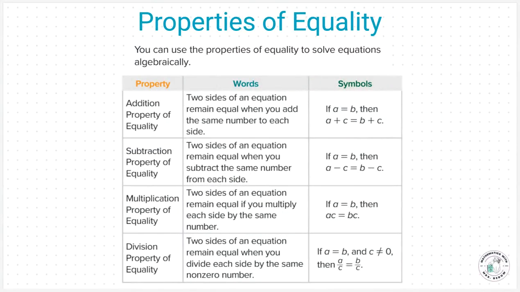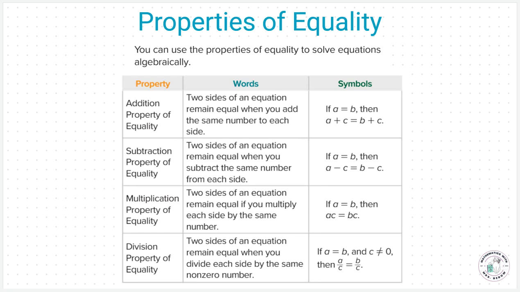So to solve equations, we can use these properties of equality. And essentially all this table is showing us is that if you do one operation to one side of the equation and you do the same thing to the other side, the overall value of the equation is going to stay the same. So it's really important when we solve equations, do the same thing to both sides. If you're adding a value to one side of your equal sign, you better do the same thing to the other side. Same with subtraction, same with multiplication, and same with division.